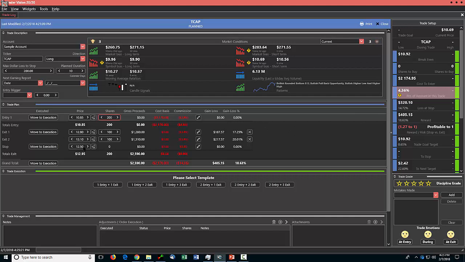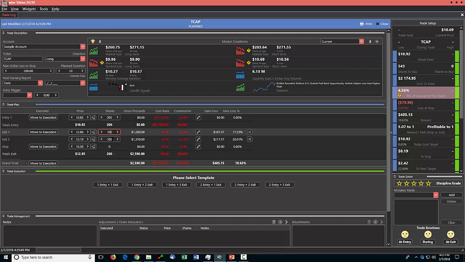Let's try that again. Much better. If we're stopped out, we're going to lose 80 bucks, $79.90. If we do make both targets, we're going to get $405 in profit. So that's going to give us a little over 5-to-1 risk reward, which is awesome.